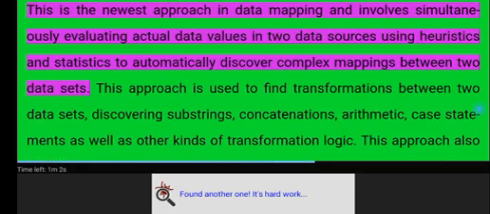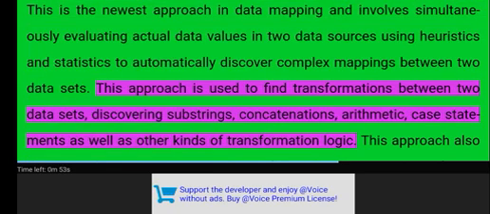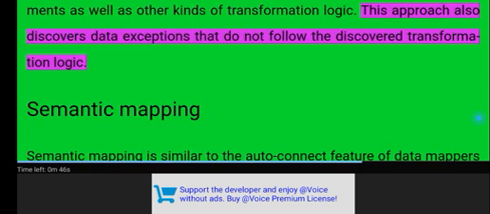Data-driven mapping. This is the newest approach in data mapping and involves simultaneously evaluating actual data values in two data sources using heuristics and statistics to automatically discover complex mappings between two datasets. This approach is used to find transformations between two datasets, discovering substrings, concatenations, arithmetic, case statements, as well as other kinds of transformation logic. This approach also discovers data exceptions that do not follow the discovered transformation logic.